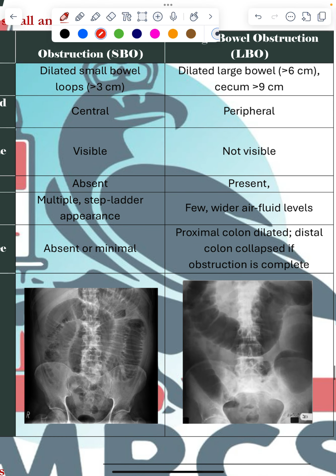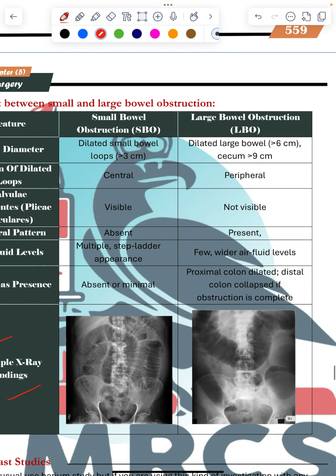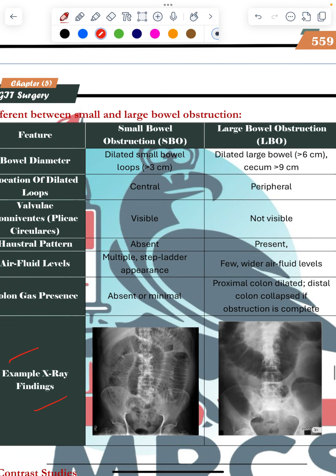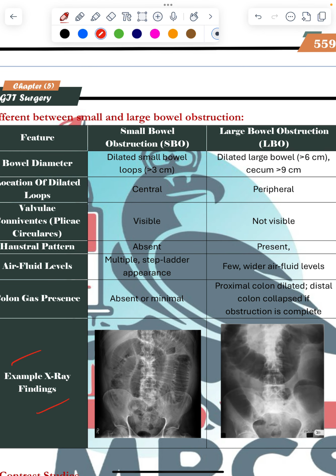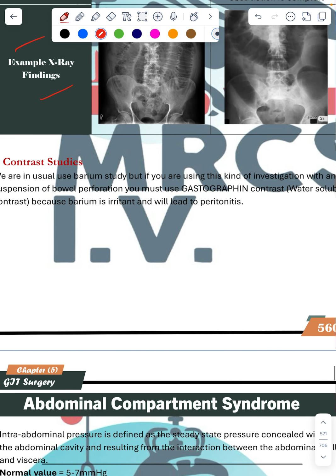And this is large bowel obstruction. You can see the diameter: this is peripheral, this is central. Loops are central in small bowel and peripheral in large bowel; the multiple step ladder appearance is absent. A contrast study, gastrografin, has to be done.